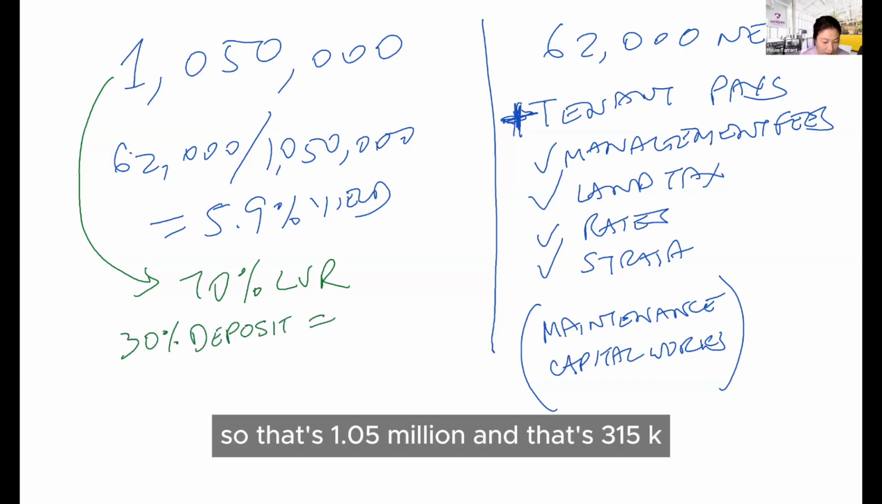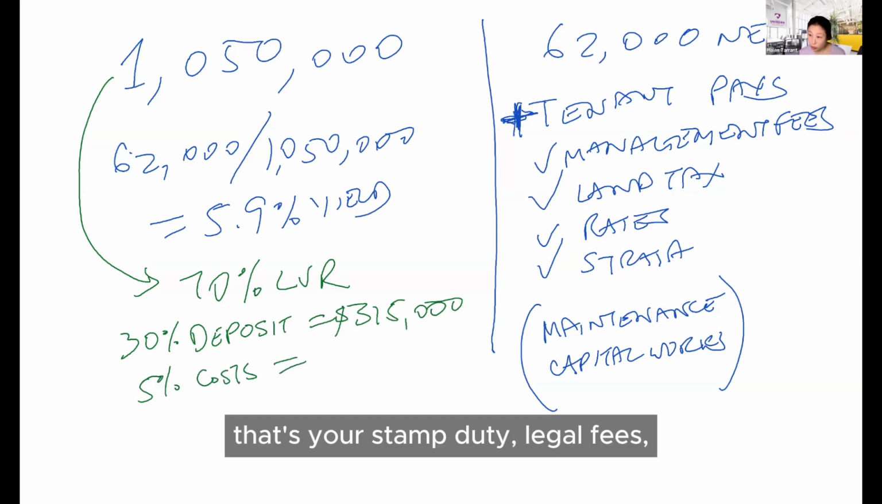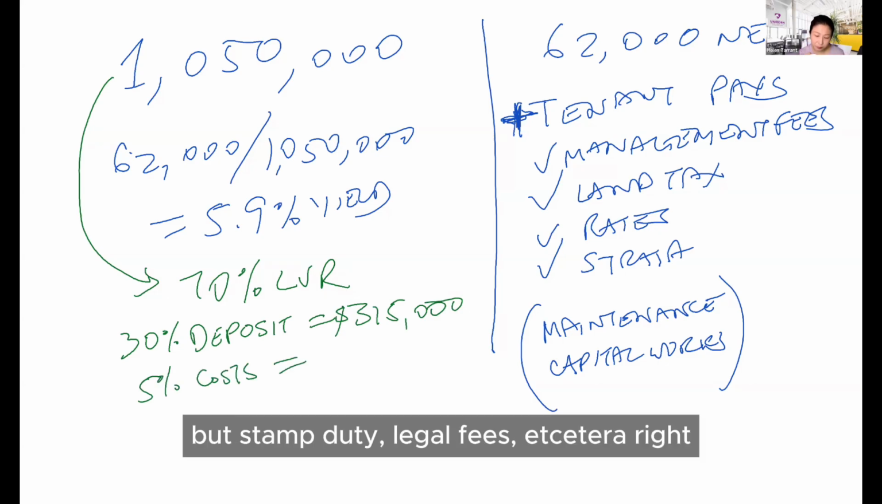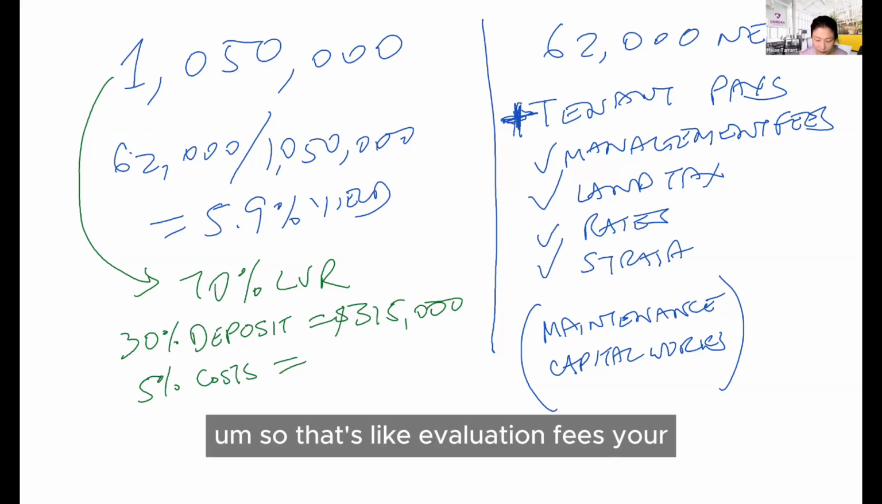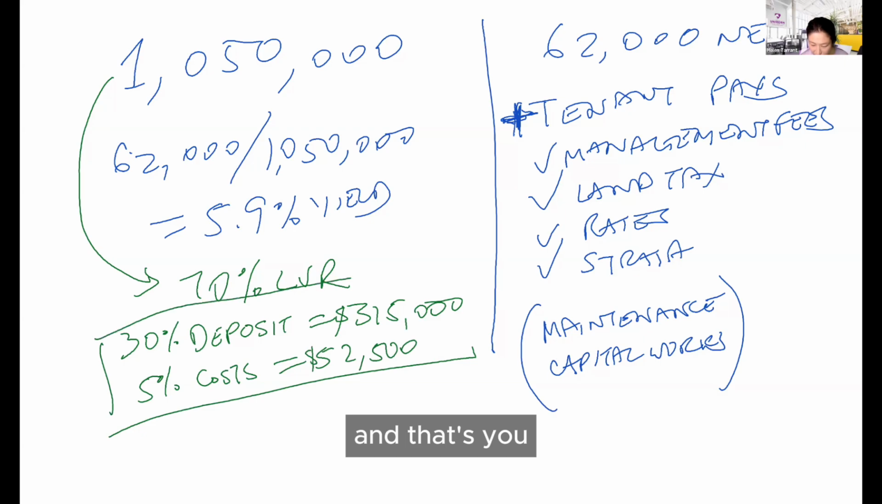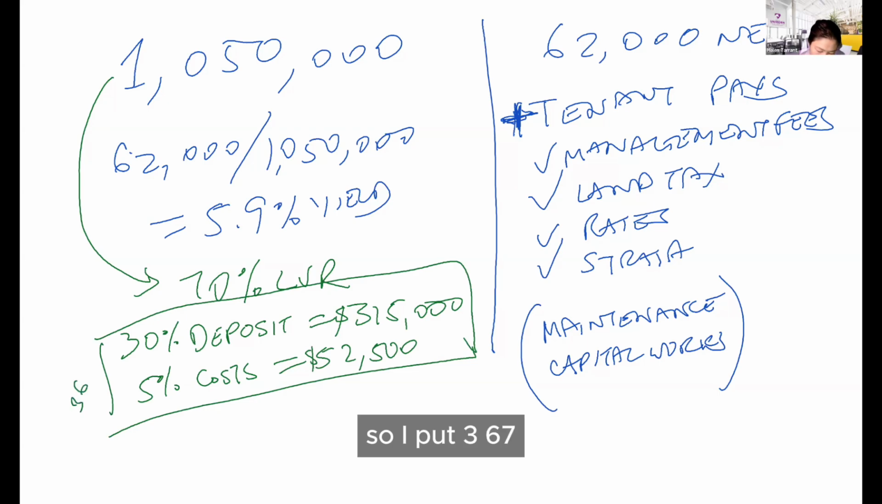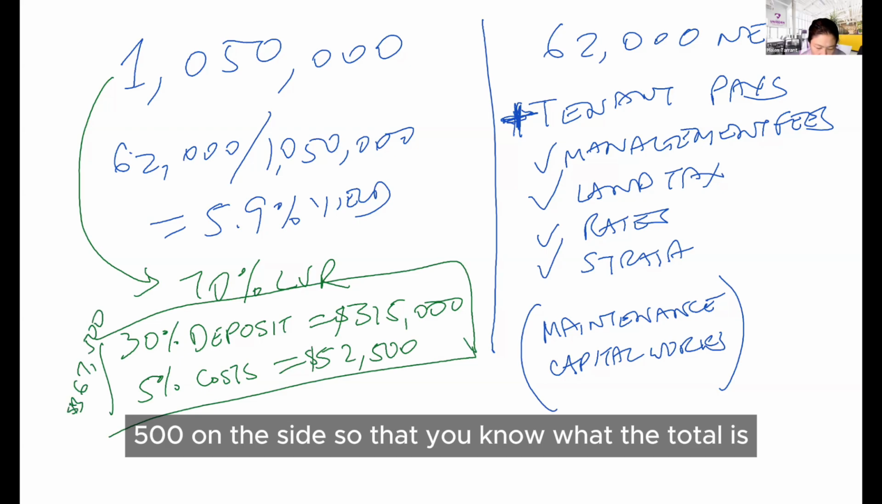So that's $1,050,000, and that's 315K. So it's 315K plus 5% costs. That's your stamp duty, your legals, not including buyer's agency fees, but stamp duty, legals, etc. So that's like your valuation fees, your loan fees. So that's 52,500 as your costs, right? And that's you totally in. That's how much you need to come up with. So that's typically for you 367,500. So I put 367,500 on the side so that you know what the total is.